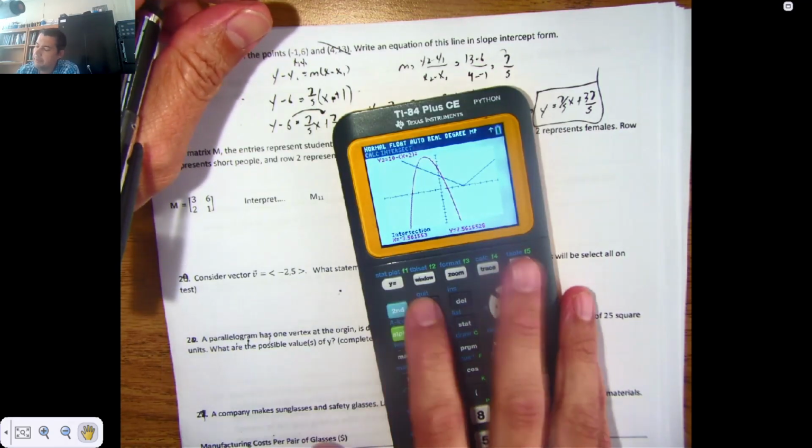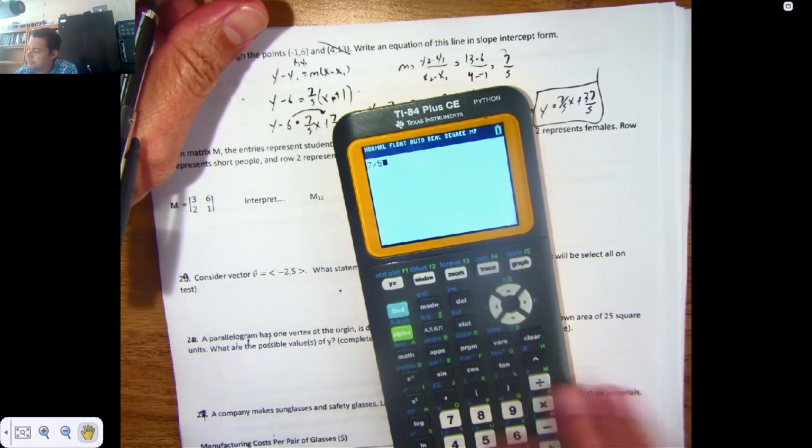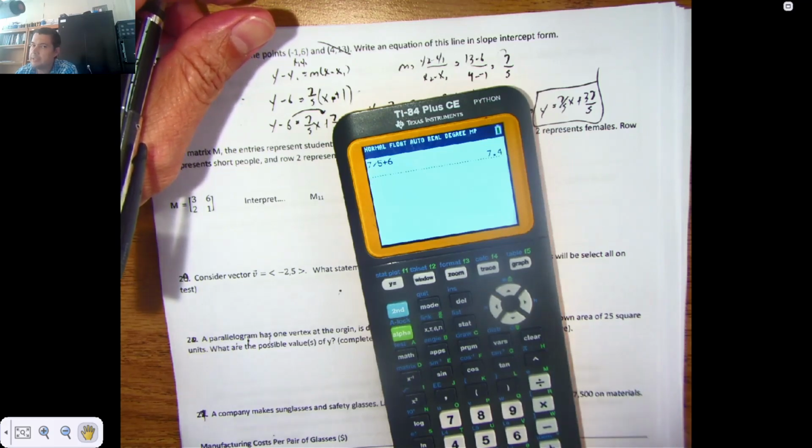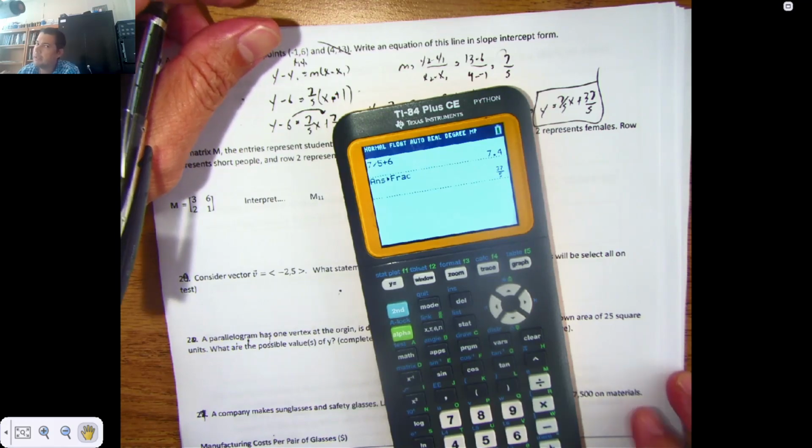Sadly, and you people will be allowed to vote pretty soon, most of you can't add fractions and numbers together. I typed it in a calculator, math answer frac, 37/5. I told you.